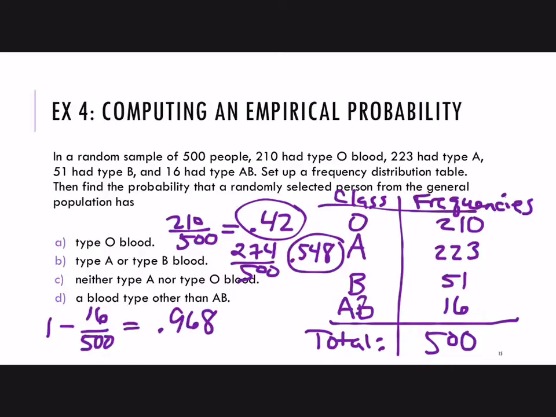Okay, so if you need a probability distribution table, then you would have your classes, your frequencies, the total, and then you can give answers for frequencies and probabilities. For probabilities, we would have everything as fractions in lowest terms, or decimals, or percents.